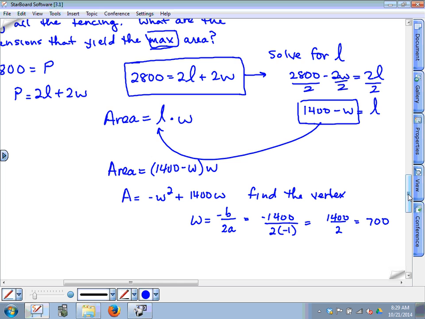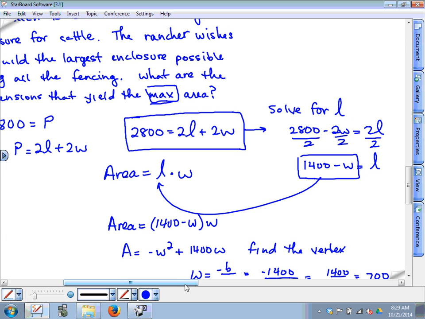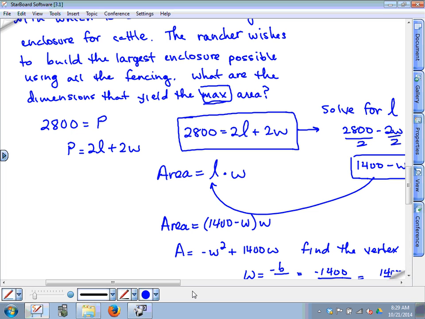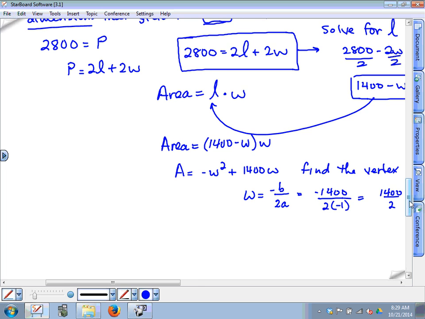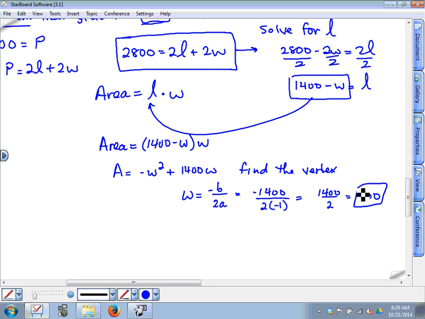Now, don't do any unnecessary work that you don't have to do. What is the question? What are you actually supposed to answer here? What are the dimensions? I didn't ask you what the maximum area is. I just asked for the dimensions that would provide the maximum area. So, keeping that in mind, do we have to go any further with the vertex formula? What have we found right here? Is that the maximum area? What is that? That's W. That's the width that would give you the maximum area.